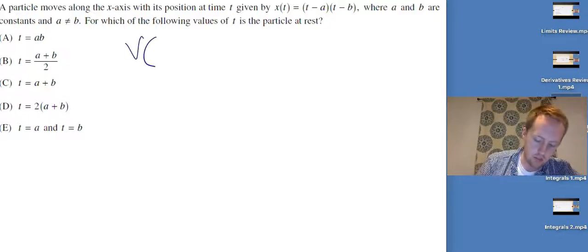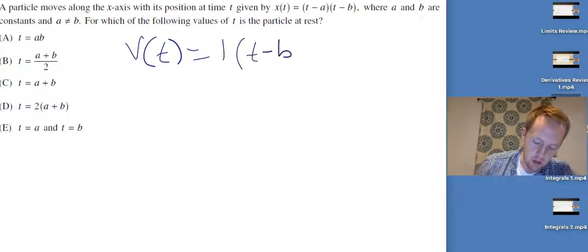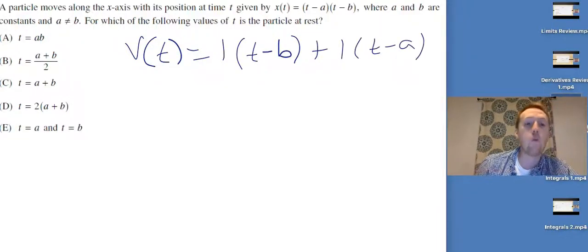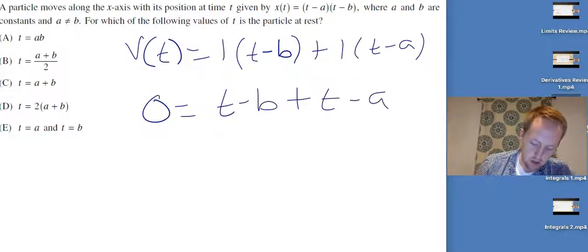So v of t, you could either distribute this or you could use product rule. I'm going to use product rule just so we see more practice of it. Derivative of the first is 1 times (t minus b), plus the derivative of the second is 1 times (t minus a). Okay, now I want this to be 0, right? Because I want it to be at rest. So 0 equals t minus b plus t minus a. So 0 equals 2t minus b minus a.